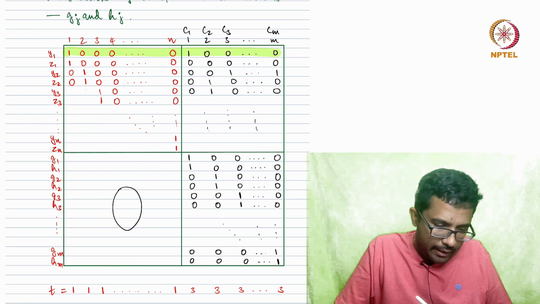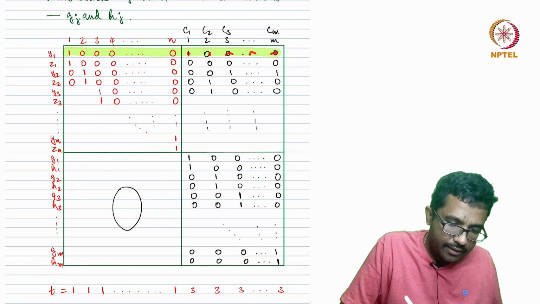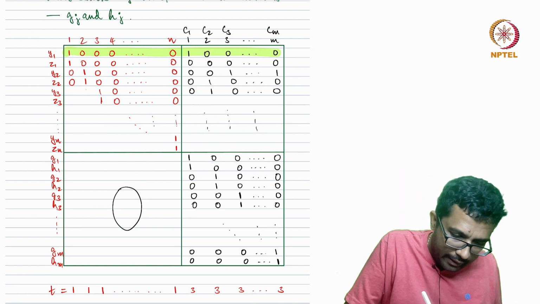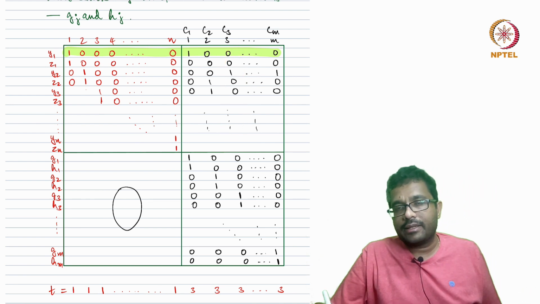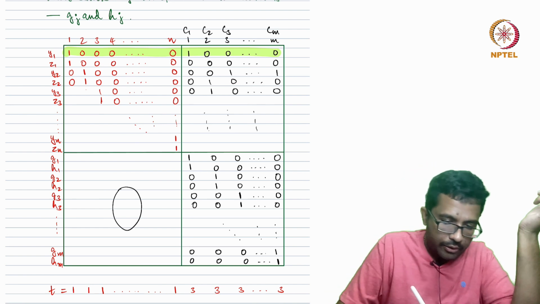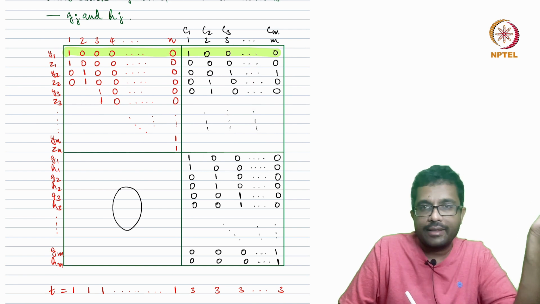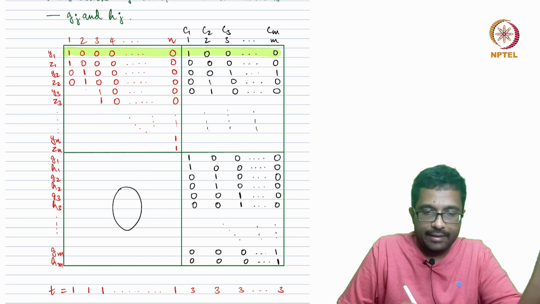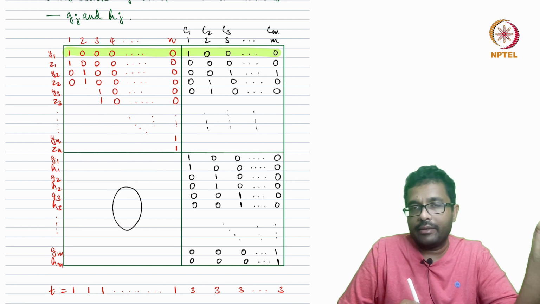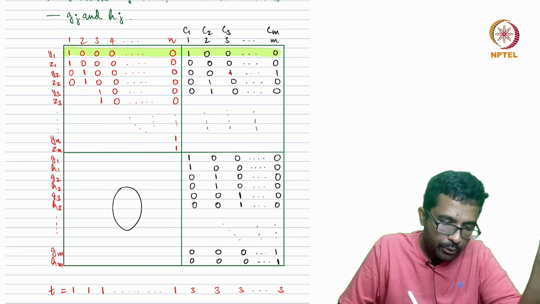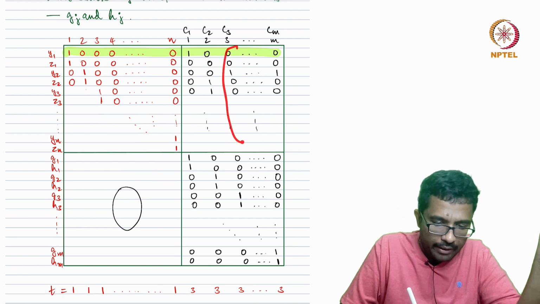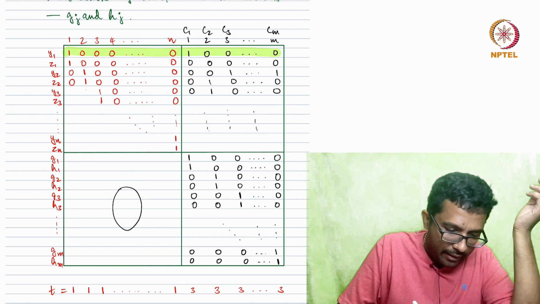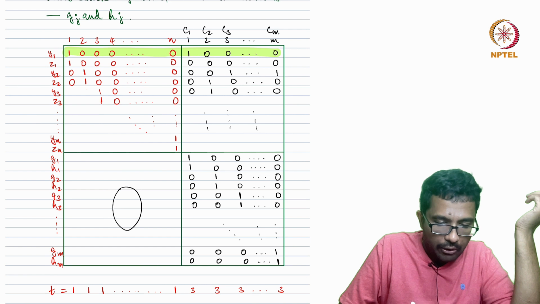Now, each variable may appear in multiple clauses. There is no limit. So there could be many ones in this part. But each clause we know contains only three literals. So if you look under any clause, we will find exactly three ones, because every clause contains three literals. So this part will contain three ones, no more than three. Let's say C3 contains x2, x5 and x6. So y2, y5 and y6 will be 1. Or x2, x5 complement, x6 complement. Then y2, z5 and z6 will be 1. So whichever are the three literals, the rows corresponding to them will be 1 under each clause. So once again, each row may have multiple ones, there is no limit. But each column will have exactly three ones.